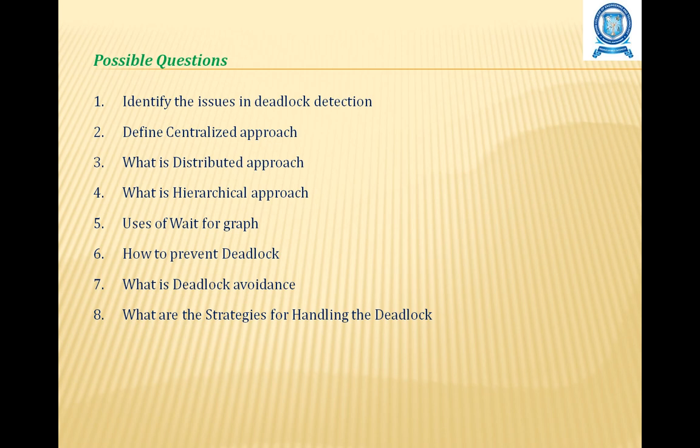So these are the possible questions in this topic. The questions are: identify the issues in deadlock detection, define centralized approach, distributed approach and hierarchical approach, the uses of wait for graph and how to prevent the deadlock in the processes, what is meant by deadlock avoidance, and what are the strategies for handling the deadlock.